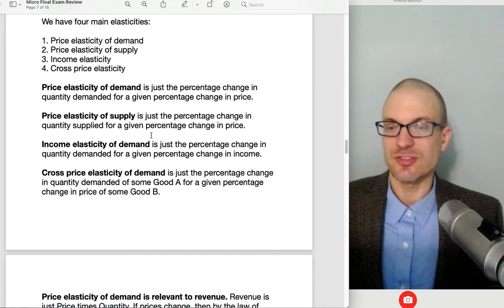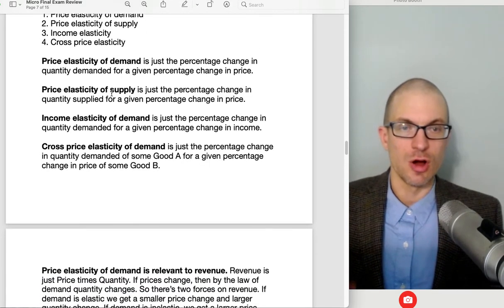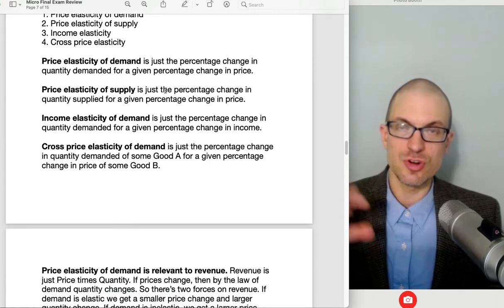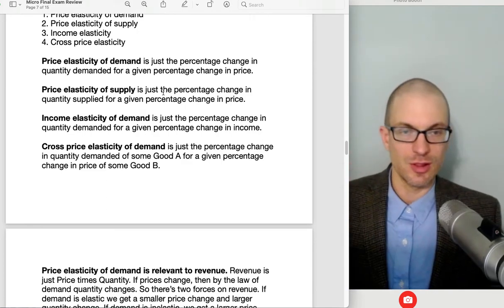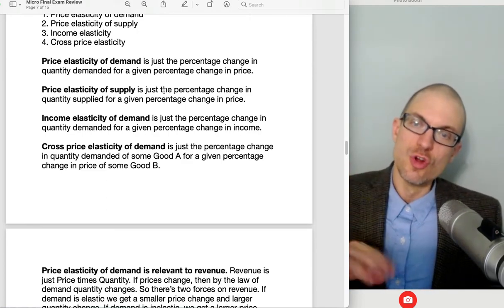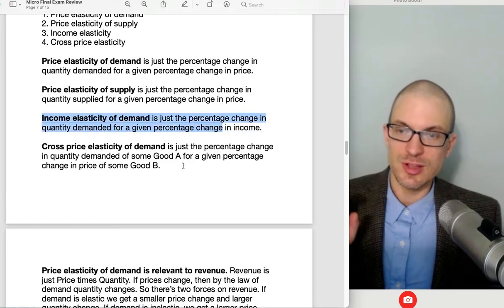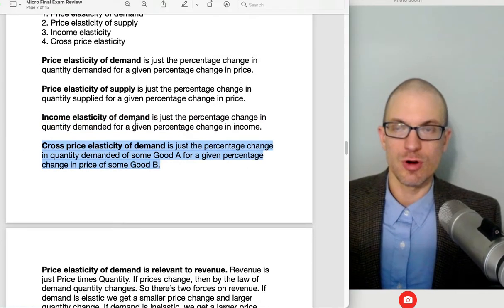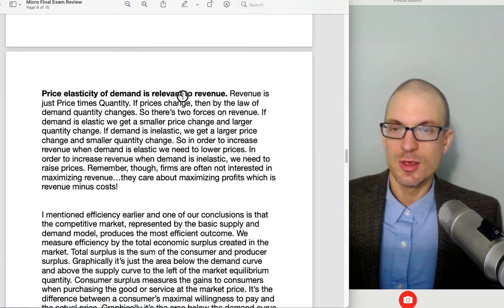So I've got these actually linked up in my video that says all about elasticity. And I go over this with pictures that talk about the magnitudes and the directions, and the interpretation of normal and inferior goods for income elasticity, substitutes and complements for cross-price elasticity, and so on.